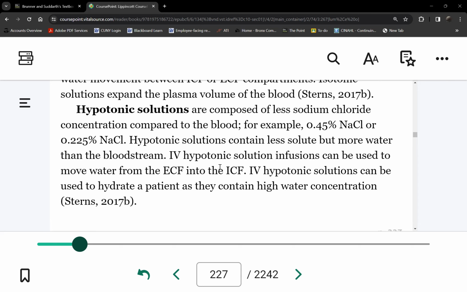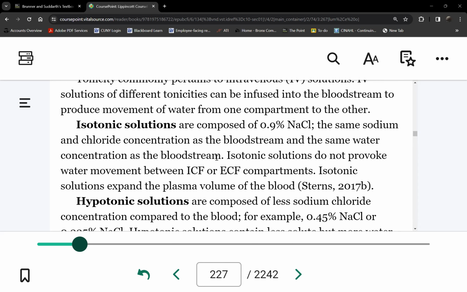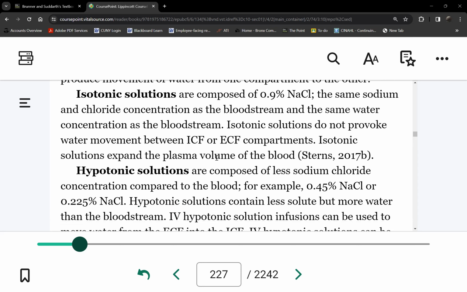So always monitor. Same thing for isotonic. What's your concern with an isotonic solution? You're concerned of fluid overload. Can this cause congestion? Yes, because you're basically overloading the heart. It's now increasing the workload of the heart with this type of solution.